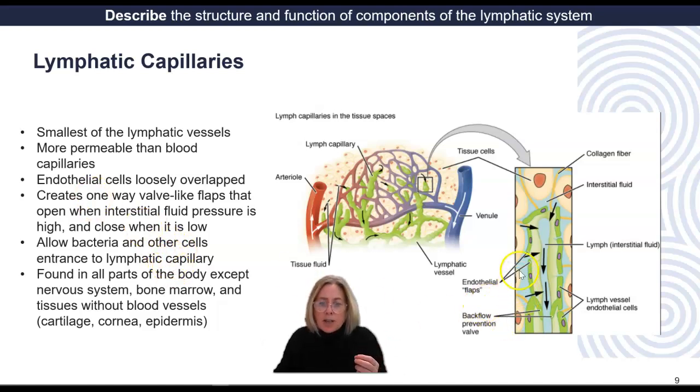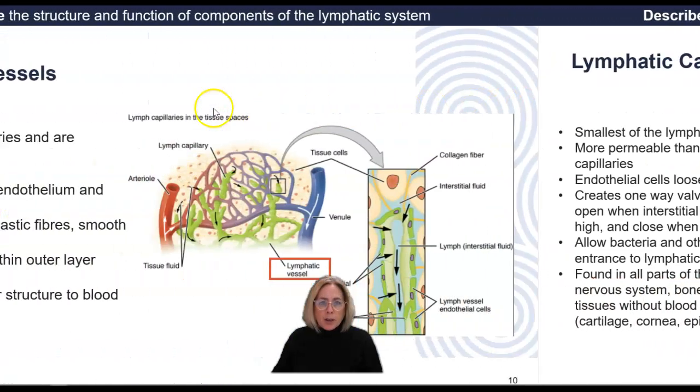These endothelial cells, with this overlapping nature, create one-way valve-like flaps that open when interstitial fluid pressure is high and close when it is low, and that prevents fluid from going back into the interstitial spaces. Now, these little lymphatic capillaries are found in most tissues in the body, except the central nervous system, the bone marrow, and these avascular tissues, so those tissues without blood vessels: cartilage, the cornea in the eye, and the epidermis of the skin.